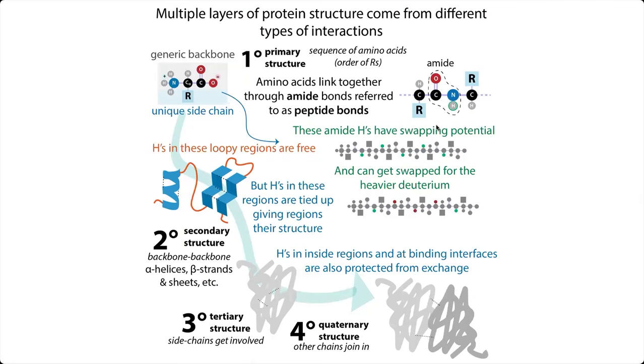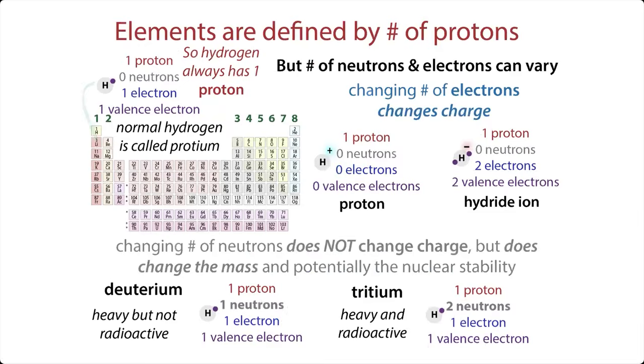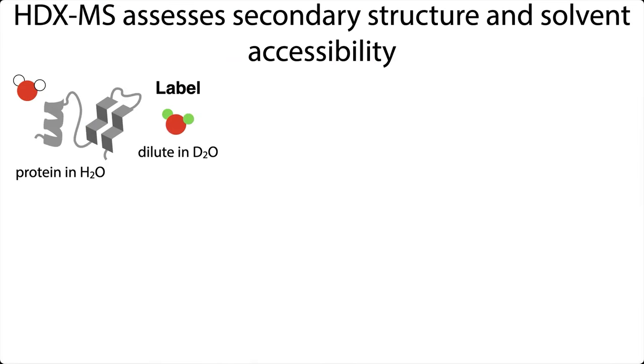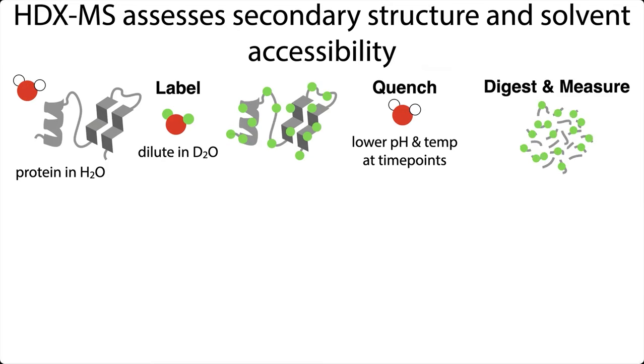But that backbone is going to be tied up in secondary structure. That hydrogen is involved in hydrogen bonding a lot of the time. Only if it's not involved in that hydrogen bonding, or only if that hydrogen bonding temporarily breathes or comes apart, can you actually get the swap there. So that's going to tell you about the secondary structure and solvent accessibility. You dilute the protein in the deuterated water, and the regions that are solvent exposed, exposed to the deuterated water, and not tied up in secondary structure, are going to get labeled.